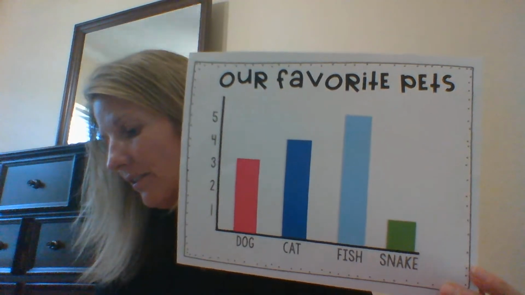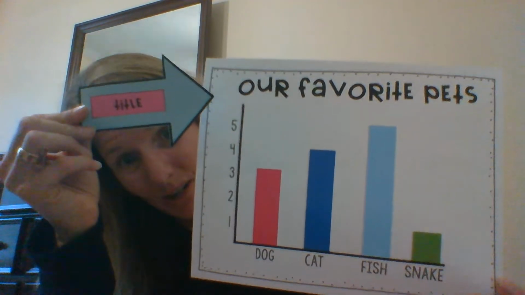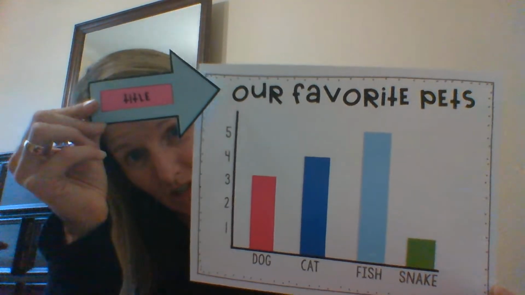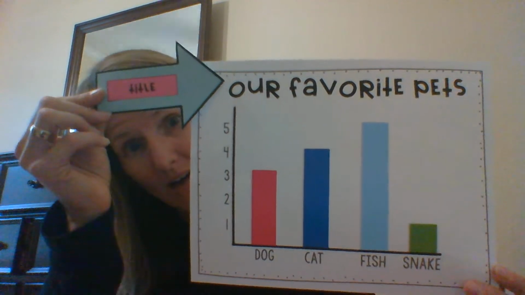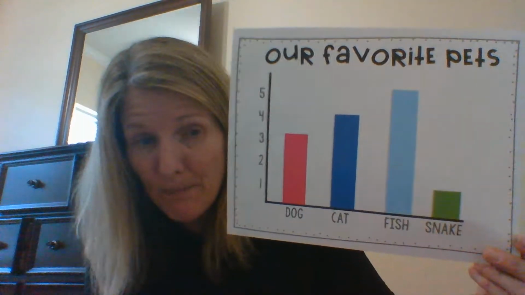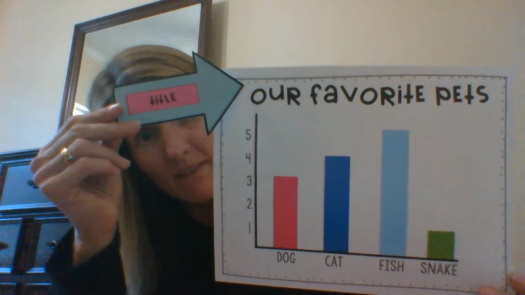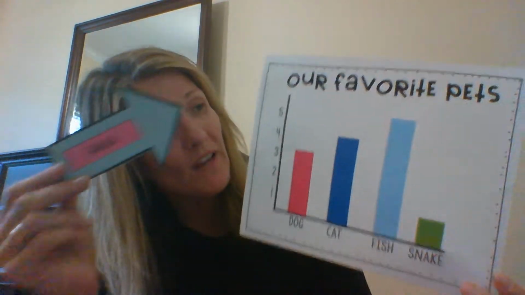I heard title, right? We need to know what we're graphing, what information is on our graph. Our favorite pets. If we didn't have a title, it's a dog, cat, fish, snake, and maybe how many pets are left in the pet store, right? So we need a title to show that this graph is showing our favorite pets.